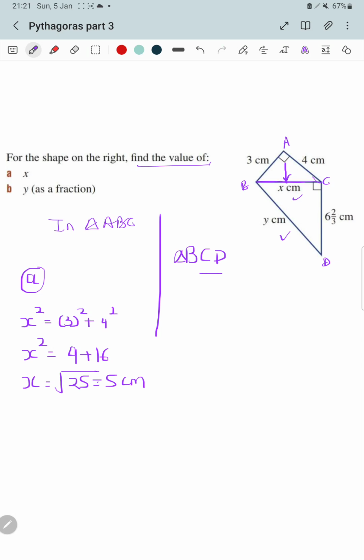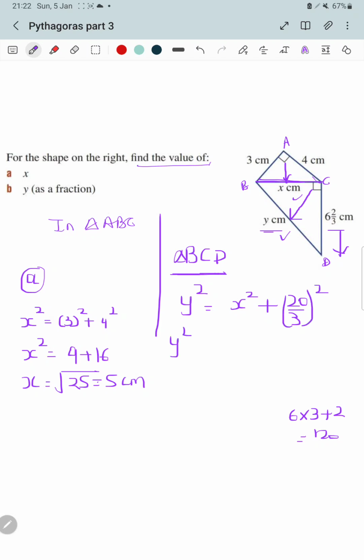Now if I look at the second triangle, which is triangle BCD, I have to find out y, and this is the length which is opposite to the 90-degree angle. So this is our hypotenuse. In triangle BCD, y is representing the hypotenuse. So if I apply the Pythagoras theorem, y squared is equal to x squared, because one side is x centimeters, plus 6 and 2/3 squared. If I convert this into an improper fraction, this will be 6 times 3 plus 2, that is 20. So it will be 20 divided by 3, the whole squared.